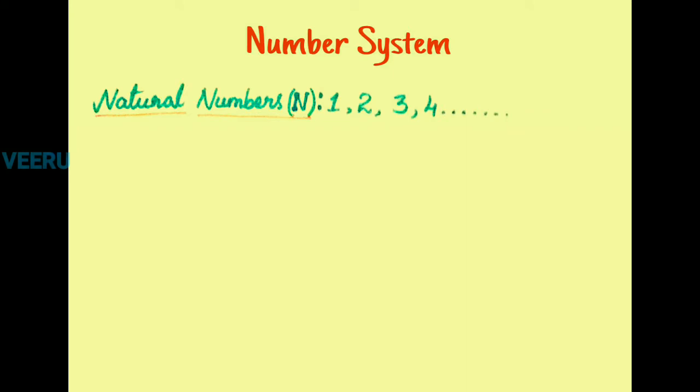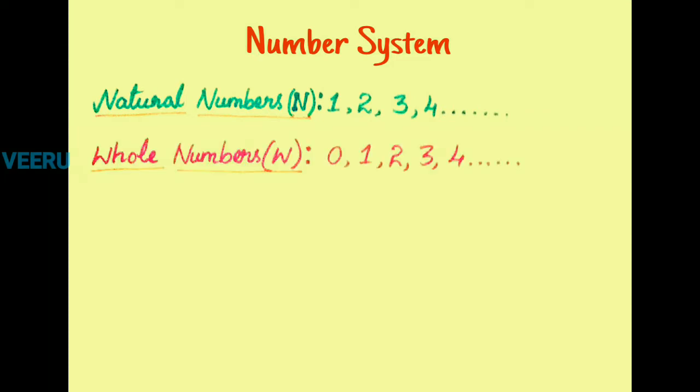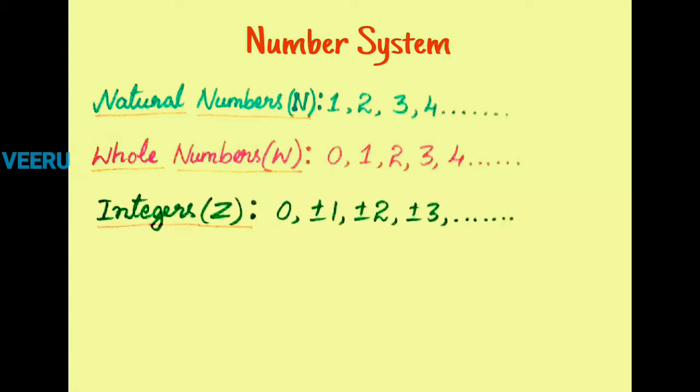If you take all the natural numbers and also 0, then those group of numbers are called as the whole numbers. Hence 0, 1, 2, 3, 4 and so on are called as whole numbers. If you take all the whole numbers and also negative numbers, then those group of numbers are called as integers. Hence integers are 0, plus or minus 1, plus or minus 2, plus or minus 3 and so on.